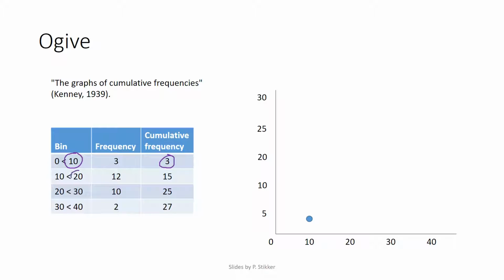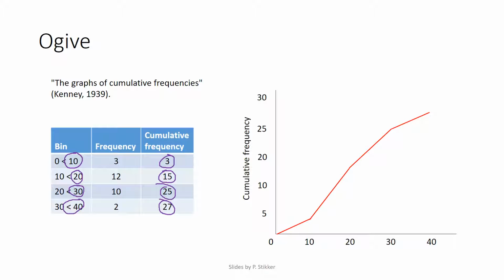The next one will be at 20 and 15, that's this one, 30 and 25, that will be this one, 40 and 27, that's the last one, will be up here. We can then simply connect each of the dots with each other and we have ourselves an ogive. Some people will also draw a small line from 0 to the first one.